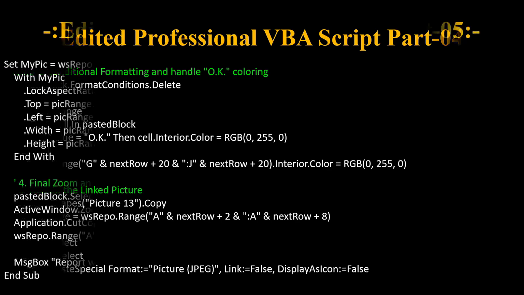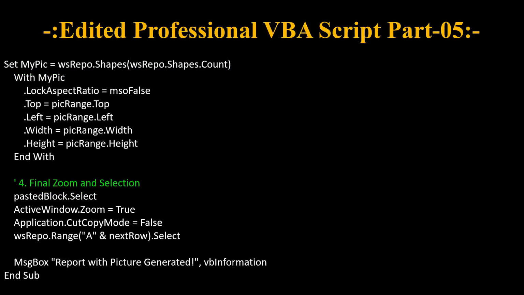Part 5. Final precision. Finally, we lock the profile picture into its holder, ensuring the width and height are a perfect match. We finish with a final zoom and a professional notification. By following these professional standards, you have transformed a simple recording into a robust engineering tool. Now, we must return to our actual Excel sheet to link this logic to our button, Send Report. Let's move to the Excel sheet.